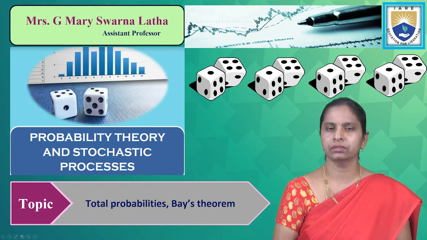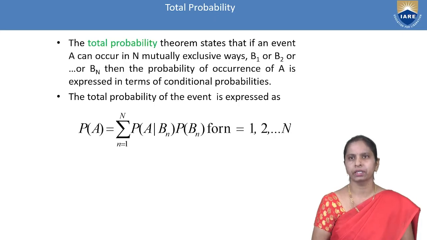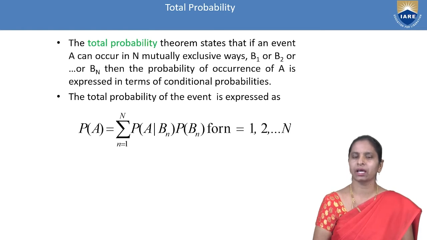In today's lecture, we are going to discuss the topics of total probability and Bayes theorem. So what is total probability? The total probability theorem states that if an event A has occurred in sample space S, and we cannot predict the probability of that event, then you can calculate the probability of the event A from the known probabilities of the events. So that is called total probability.